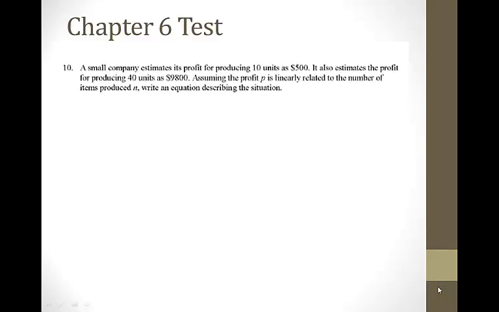Okay, a small company estimates its profit for producing 10 units as $500. It also estimates the profit for producing 40 units as $9,800. Assume the profit P is linearly related to the number of items produced N. Write an equation describing this situation. So you need to write your 2 points, 10 units, $500, and then we have 40 units, 9,800.